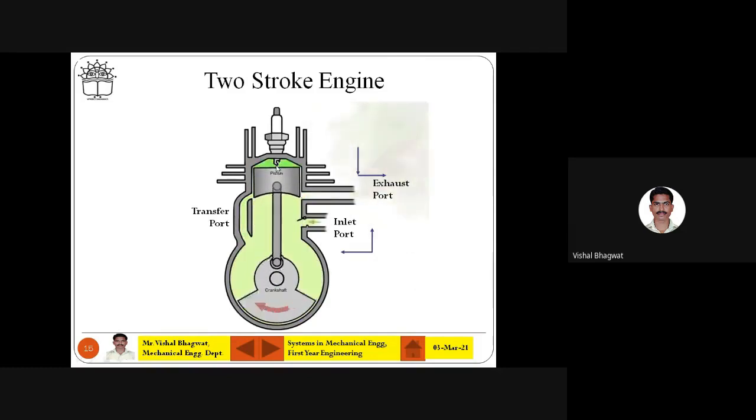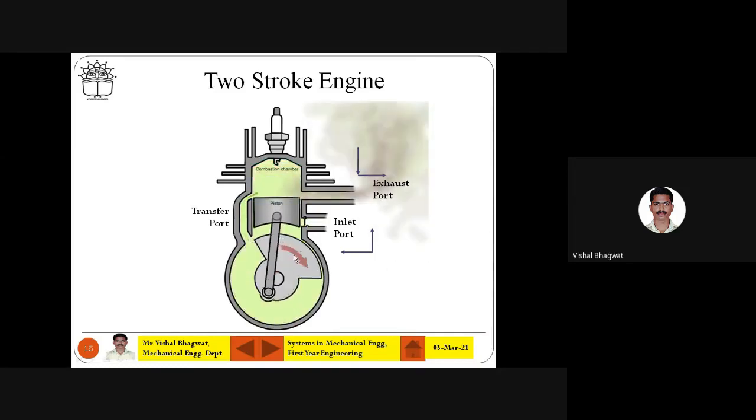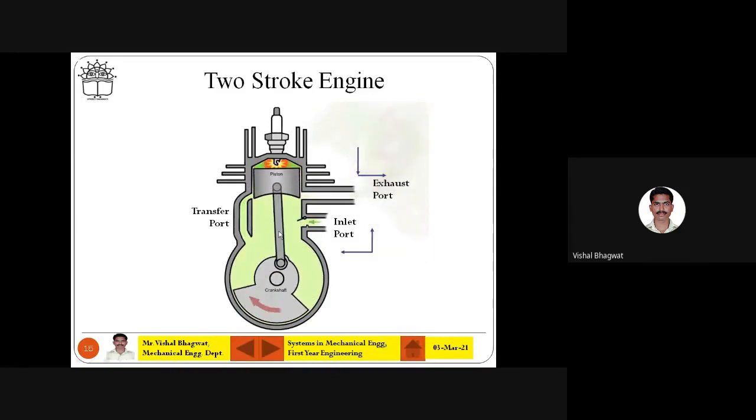Then the spark plug produces a spark, and there is an explosion. All the pressure is exerted on the piston head, and the piston moves down rapidly. When the piston is moving down, the exhaust port is kept open, and the fuel inside the crankcase is getting compressed and also going through the transfer port to the upper portion of the cylinder. So this is nothing but the power stroke and expansion stroke, and the exhaust stroke.